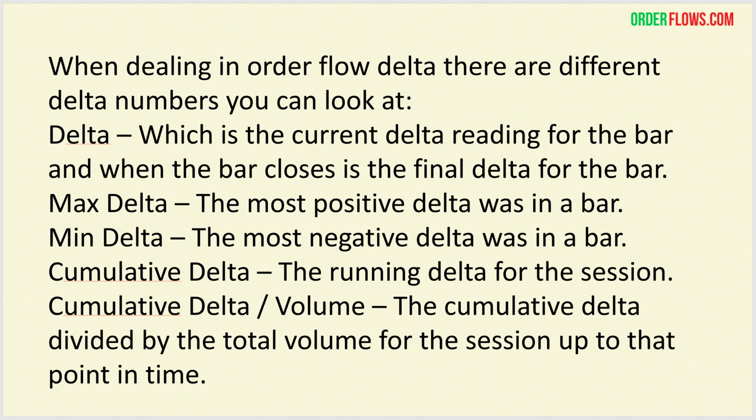Cumulative delta divided by volume. It's actually the total volume, not the volume for the bar. It's actually cumulative delta divided by cumulative volume, but it's just too much to write cumulative twice there. Cumulative delta is divided by the total volume for the session up to that point in time.